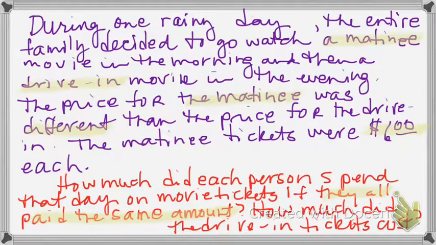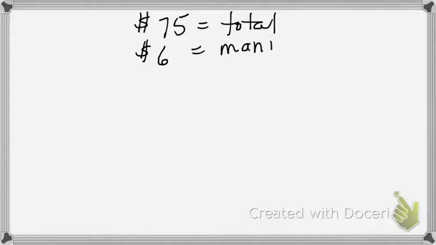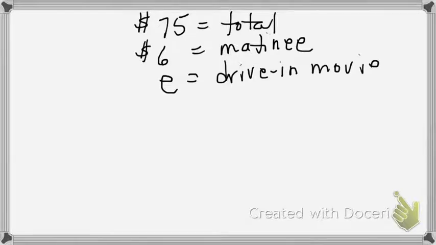Okay, so let's go ahead and sort through all of this. We have $75 as the total. Now we know $6 is the matinee. Oh, spelling that wrong. Matinee. And the one unknown is the drive-in movie, so we're going to need to solve for that. We want to apply a letter. Let's apply E to that as the evening movie, the drive-in movie. You could put D, whatever, but I'm choosing E, so the evening movie.